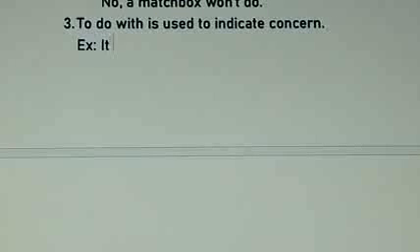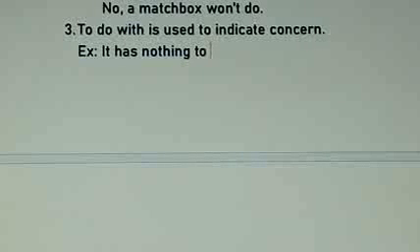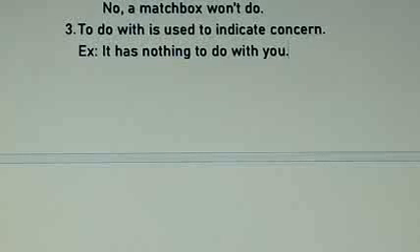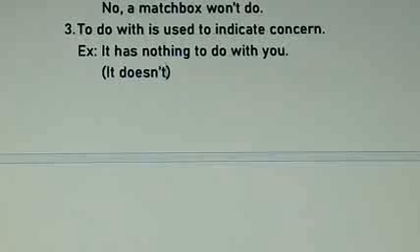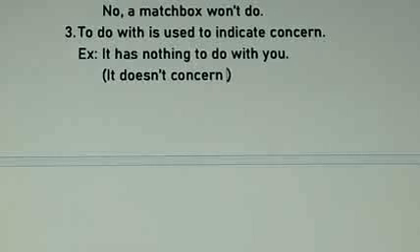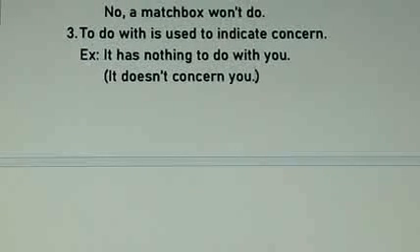Let's see the example. It has nothing to do with you. Okay, it has nothing to do with you. What does it mean? It means that, let me write it in this bracket. It doesn't concern you. Okay, it means that it doesn't concern you. Okay, it does mean over here.